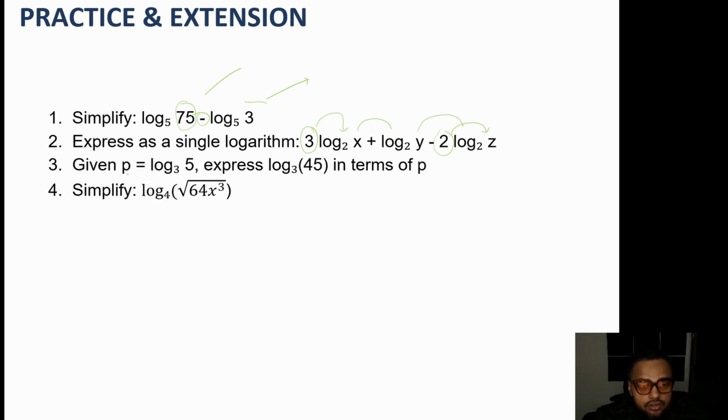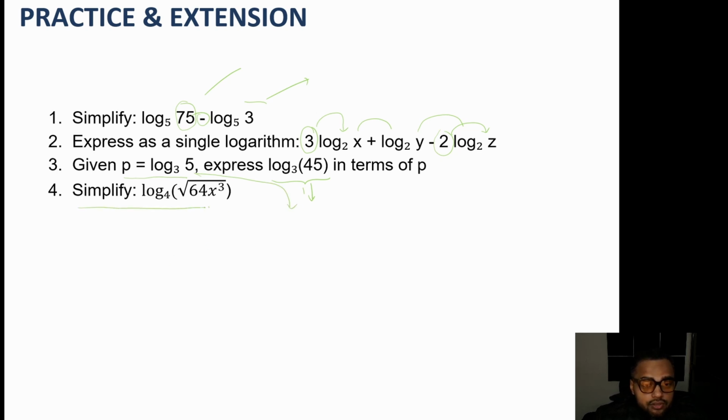For the third question, they have given a certain value, p equals log 5 base 3, and we must express log of 45. So here, in log of 45 base 3, we can apply the reverse of product law. We need to expand the expression and then we can substitute this particular value. This is the cheat code for this question.